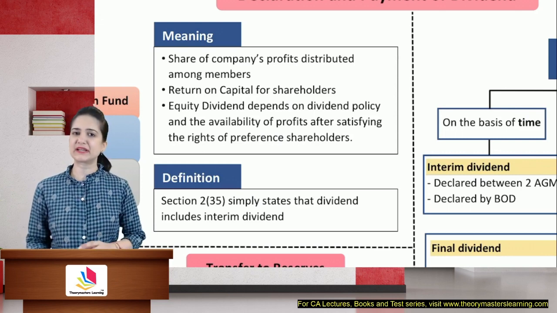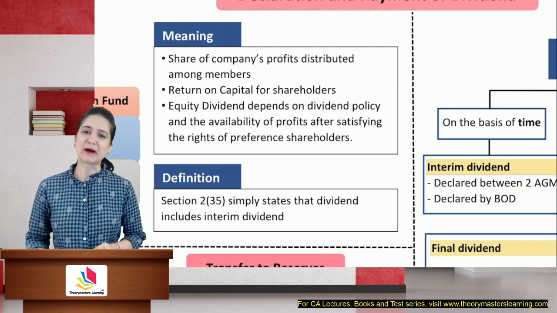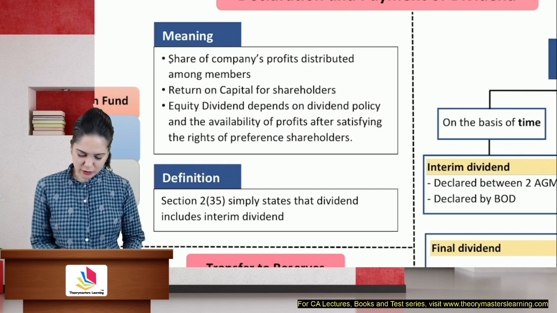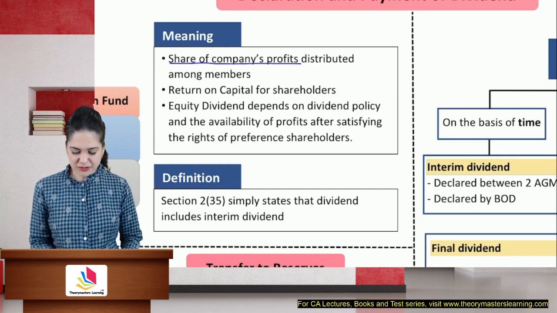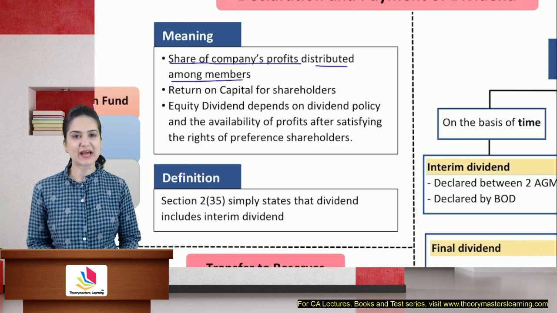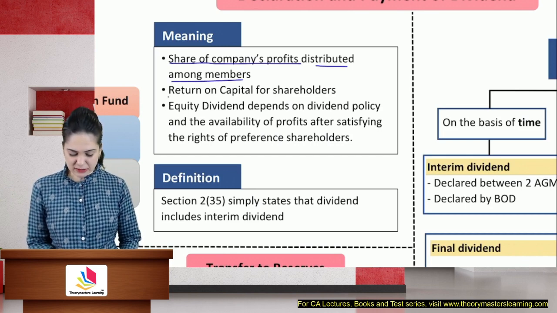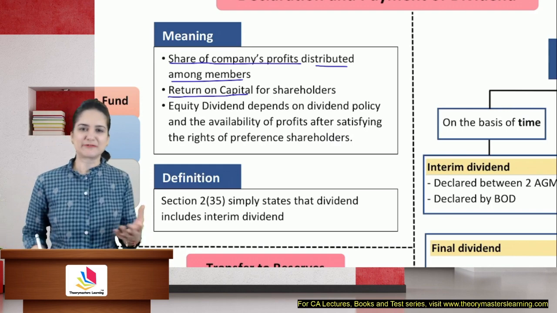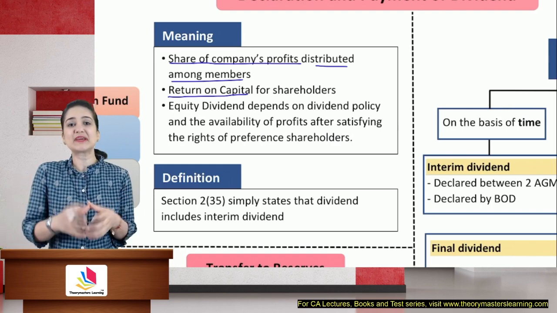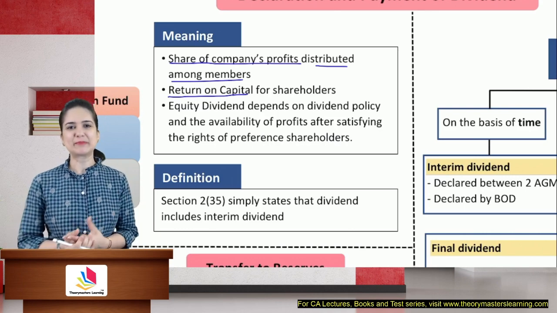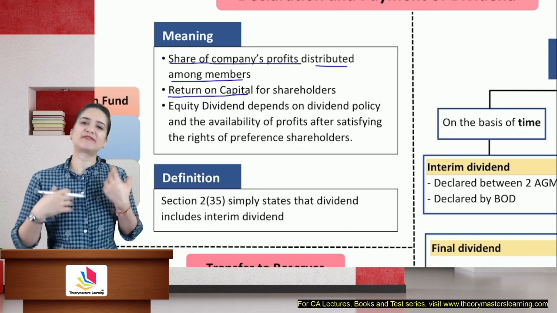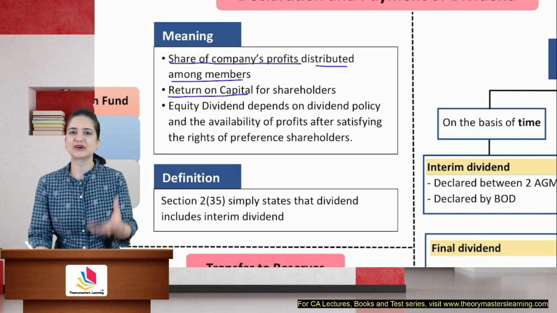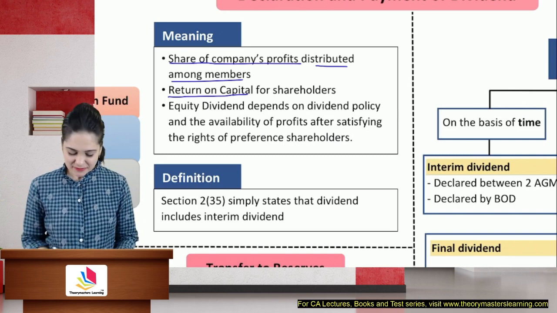That distribution of profit is known as dividend. Only companies can declare dividend, not a proprietor or a partnership firm. So sharing of the company's profits distributed among the members is known as dividend. It is a return on capital for shareholders. See, you have invested money. Yes, you do get some growth if you can sell the shares further. But if you get something extra from the company, like we have earned and we would like to give you also something, that extra is always appreciated.